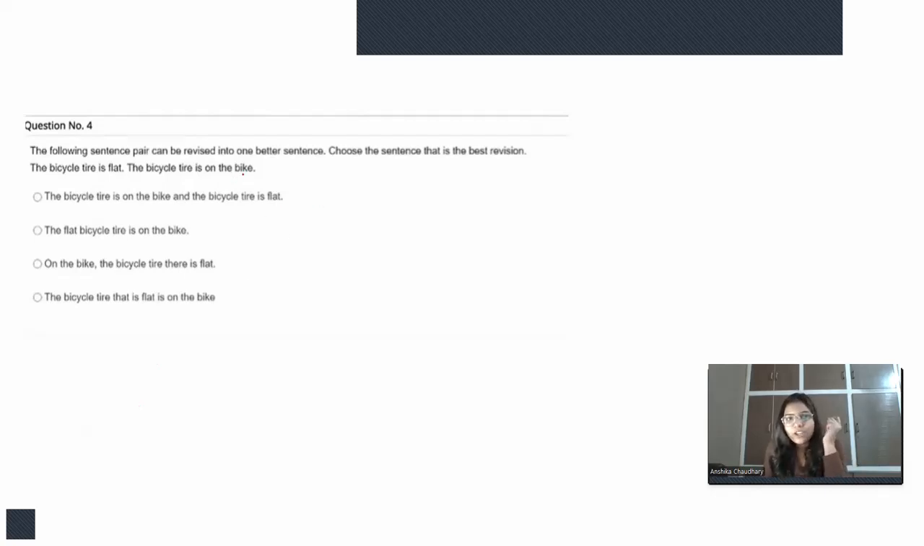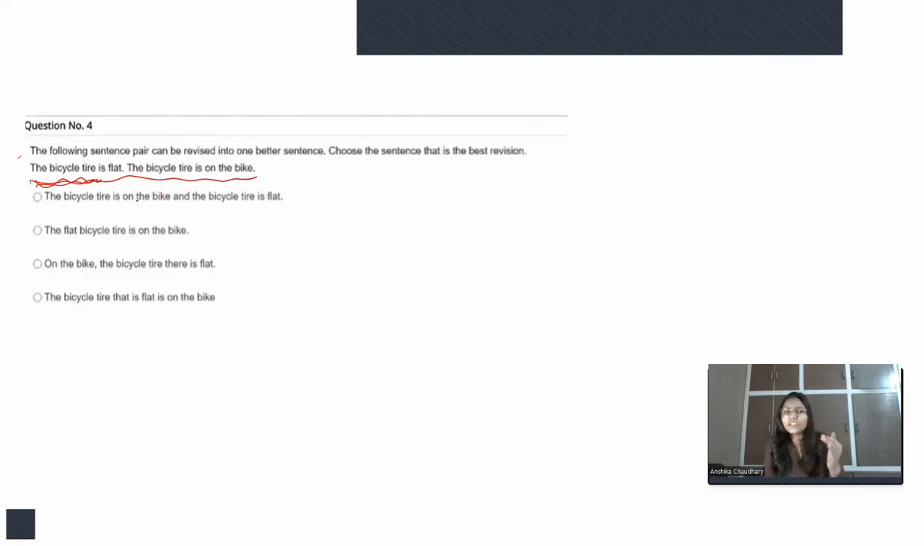So the next question is, the following sentence pair can be revised into one better sentence. Choose the sentence that is the best revision. All right, so we need to change this sentence in a proper manner, or into the best version. The bicycle tire is flat, the bicycle tire is on the bike. See, again and again we are using the bicycle tire. Basically, the bicycle tire is the noun, and here we are using it as a subject, right? So we don't need to use it again and again. We can use the pronoun it, or something related to that bicycle tire.